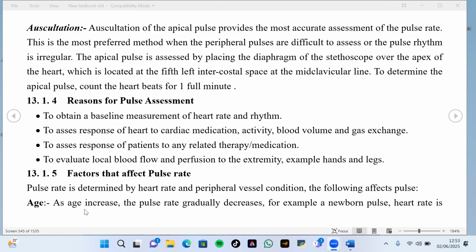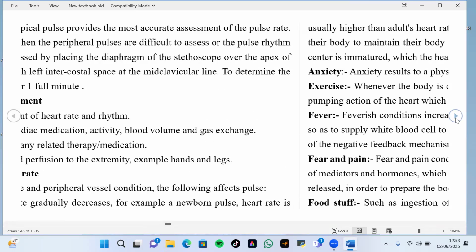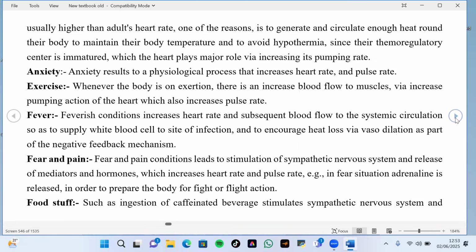As age increases, the pulse rate gradually decreases. For example, a newborn's pulse or heart rate is usually higher than an adult's heart rate. One of the reasons is to generate and circulate enough heat around their body to maintain their body temperature and to avoid hypothermia, since their thermoregulatory center is immature, in which the heart plays a major role by increasing pumping rates. Another factor is anxiety.